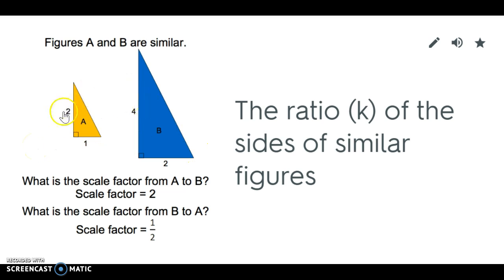So to get from 2 to 4, I would multiply by 2, so that's why it's 2. To get from 2 to 1, I would divide by 2, so that's why it's 1/2. So scale factor is what you multiply the sides by to get the other shape.